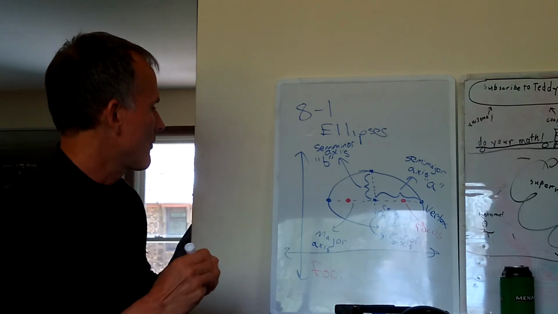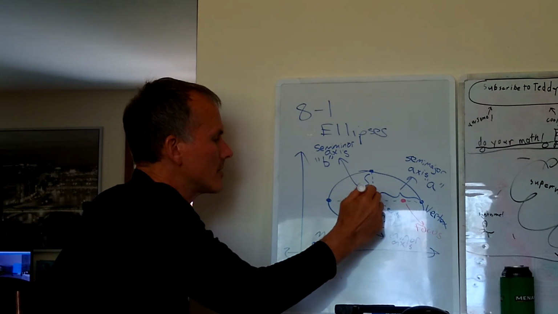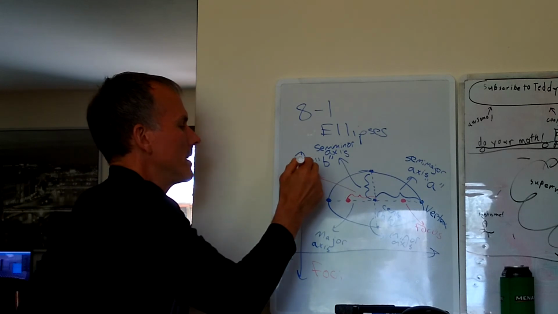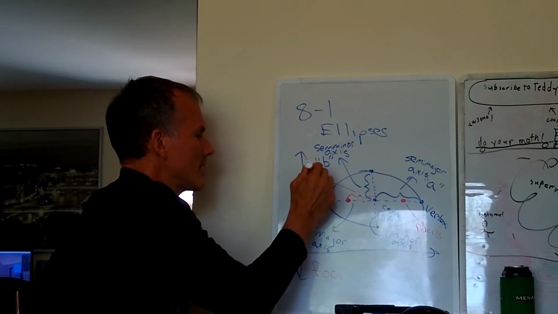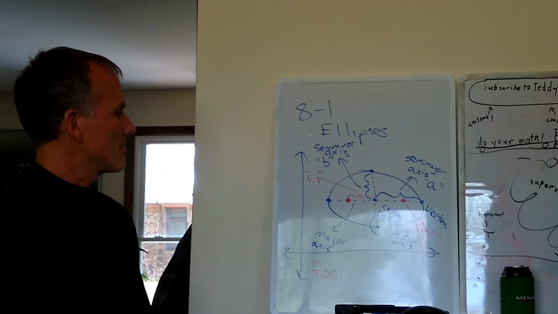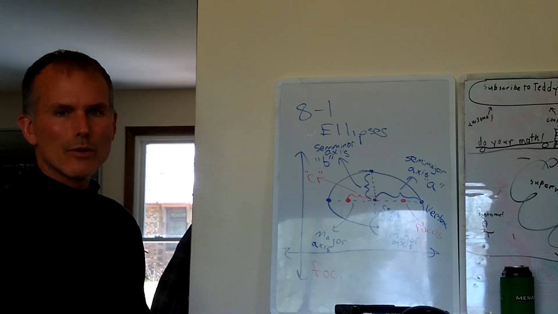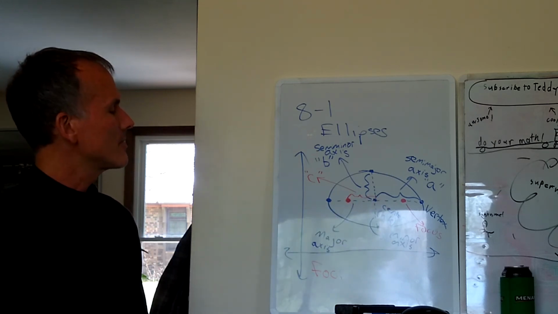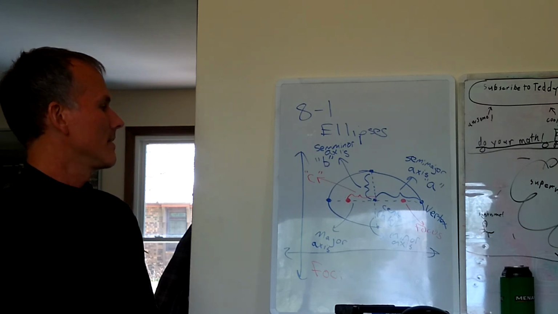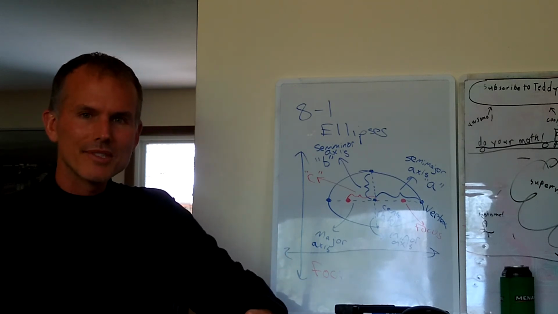Now, the distance from a focus to the center. Well, it doesn't really have a name, but it has a letter associated with it, and it is lowercase c. Okay, so c is the distance from a center to a focus, and the foci are equidistant from the center, as you might suspect. Okay, now I think that is all of the pieces of an ellipse.